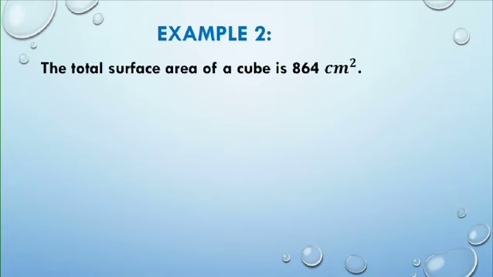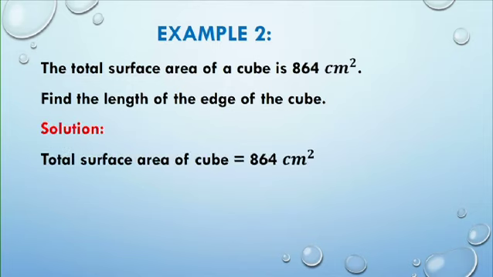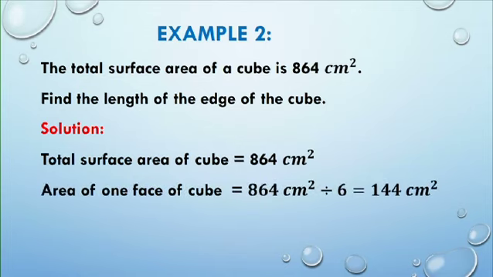We now move on to example 2. The total surface area of a cube is 864 centimeter square. Find the length of the edge of the cube. So the total surface area has been given as 864 centimeter square. Remember, the surface area of a cube consists of area of 6 faces.